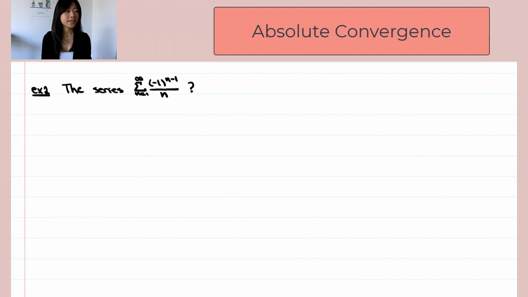How about this series? The sum of (-1) to the power of n minus 1 divided by n. Is this series absolutely convergent, conditionally convergent, or divergent? This is an alternating harmonic series. If we already look at this example in lecture 20, we found that the alternating harmonic series is convergent.